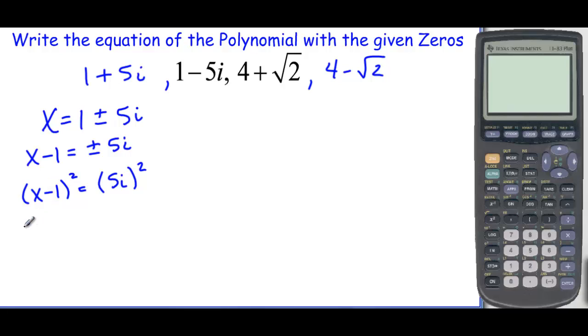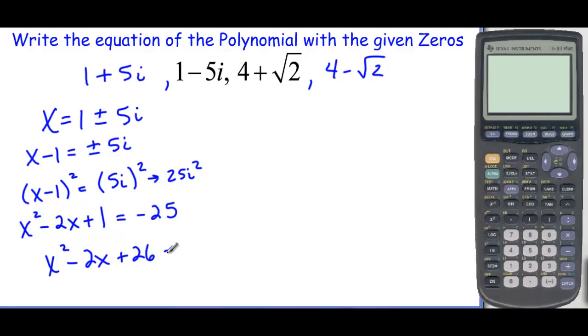The step before this would have been x squared minus 2x plus 1, because this would have been factored. And this would have looked like 25i squared. Well, i squared is negative 1, so this would have been a negative 25 the step before. And then the step before that would have been x squared minus 2x plus 26 equals 0. So this is what I was trying to solve. And if I know this equals 0, when this is equal to 0, it gives me my answer. I know this is actually one of the parts of my polynomial.